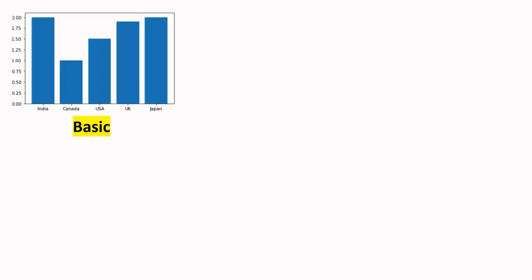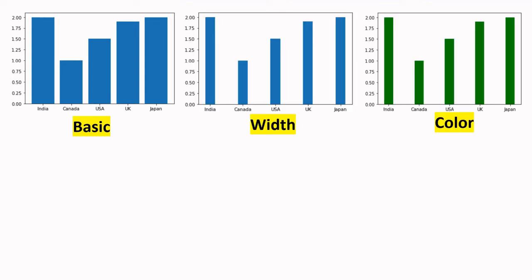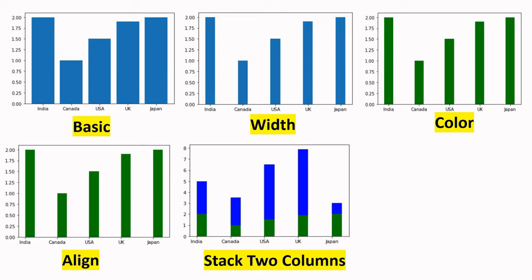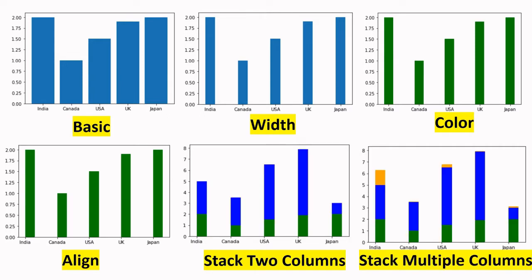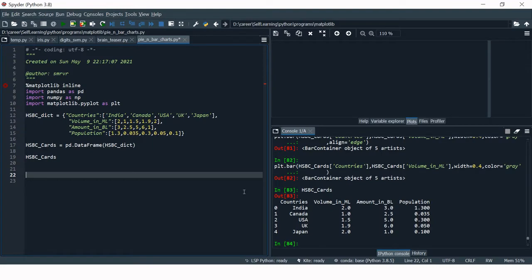In this video we will learn how to create a bar chart, starting with the basic one. Then we will learn how to change the width of columns in a bar chart, then changing color, then the alignment, then stacking two columns in a bar chart, stacking multiple columns in one bar chart, and then how to add the legend.